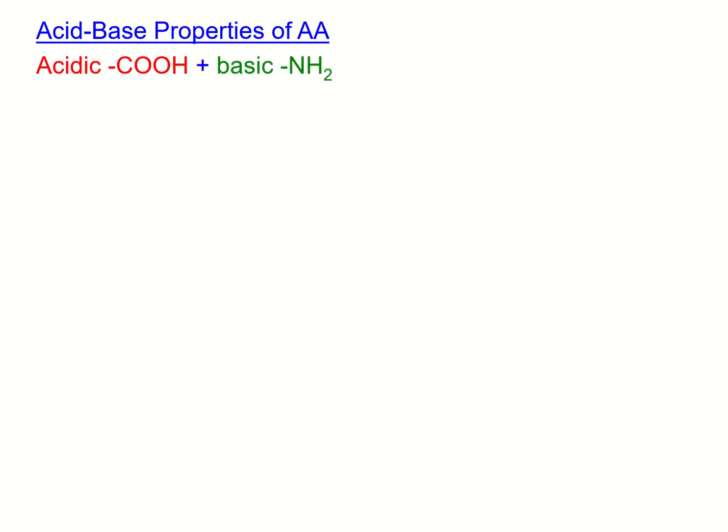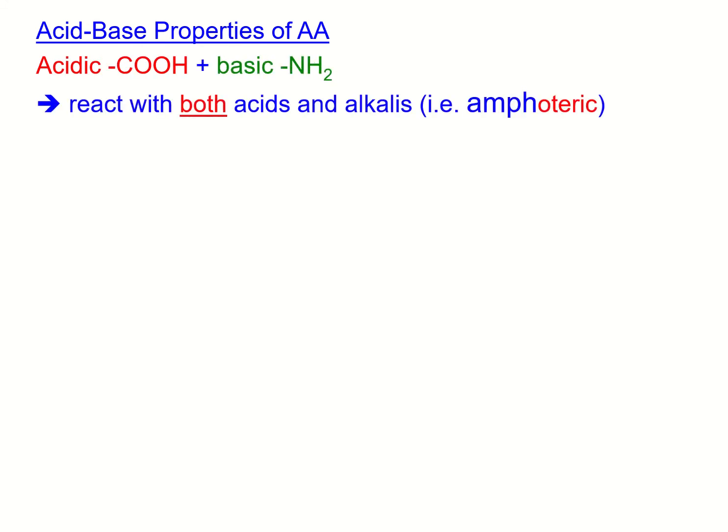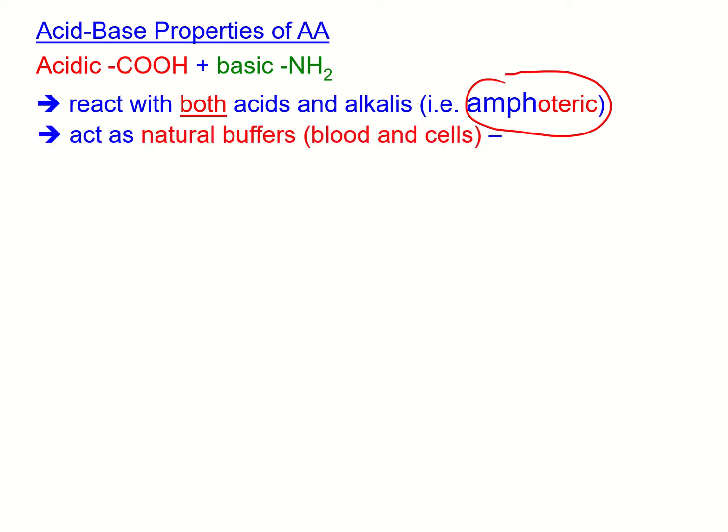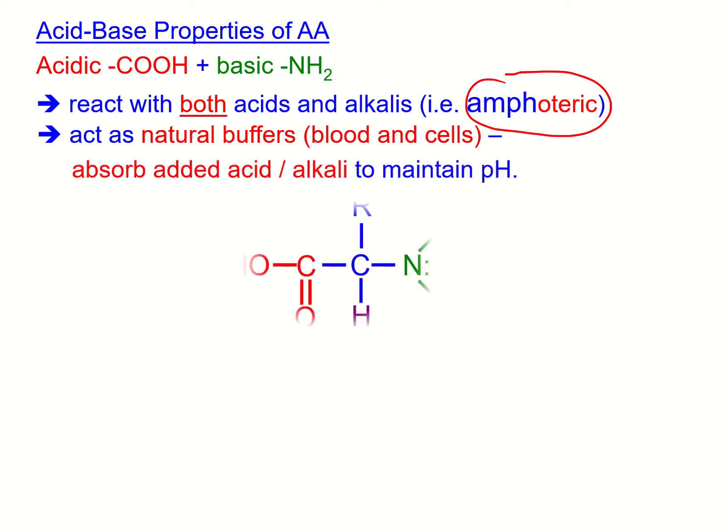Right, so the acid-base properties. As you would imagine, they have acidic properties and basic properties, because they've got both acid groups and alkali groups, and they're said to be amphoteric. That's the term for something which can behave as both an acid and as an alkali. You'll find them in the blood. They act as natural buffers. They can remove acidity, they can remove alkalinity, hopefully for fairly obvious reasons. Okay, and they can maintain that pH.